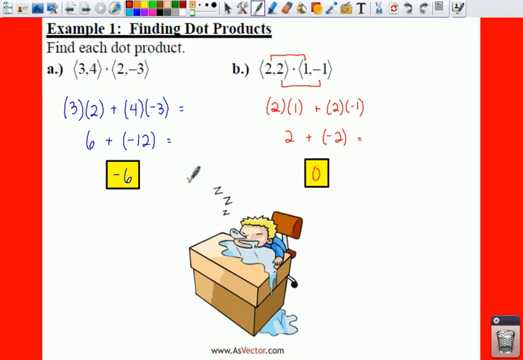So example 1 shows us how to find a dot product. You multiply your horizontal components together, then you multiply your vertical components together and add the two numbers.